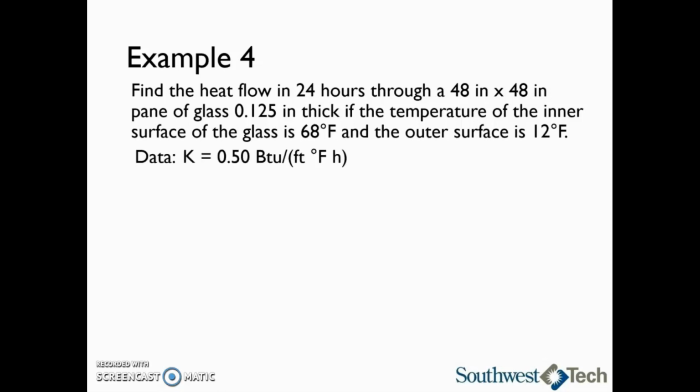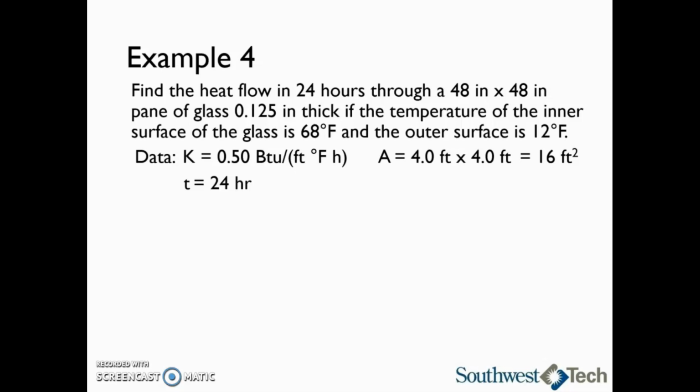First, we know that we have glass, so the thermal conductivity or K value of glass is 0.50 BTUs per foot degree Fahrenheit hours. Next, we know the area of the glass. 48 inches is 4 feet, so we have a pane that is 4.0 feet by 4.0 feet, or 16 square feet of glass. Notice how area needs to be in square feet because part of the unit in thermal conductivity has feet, so the area always needs to be in feet.